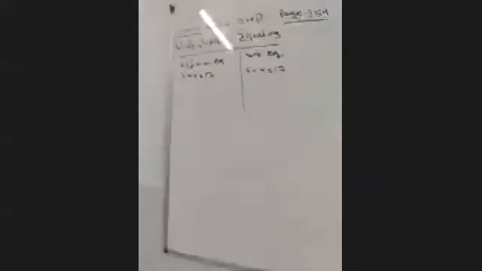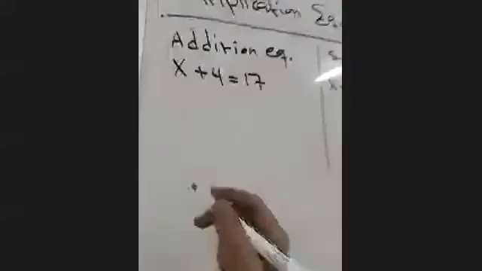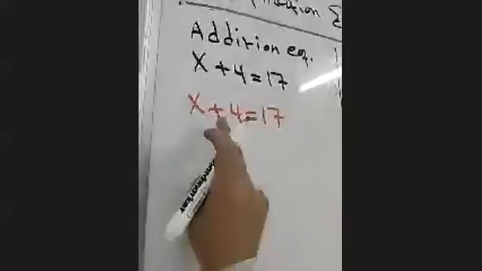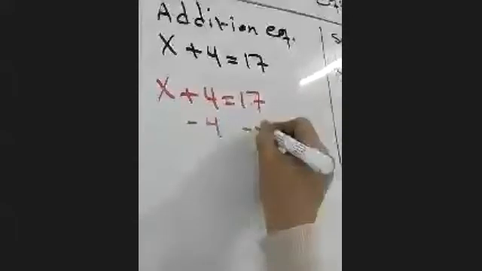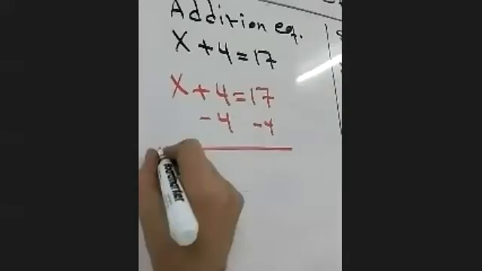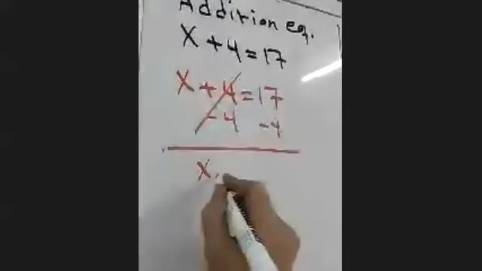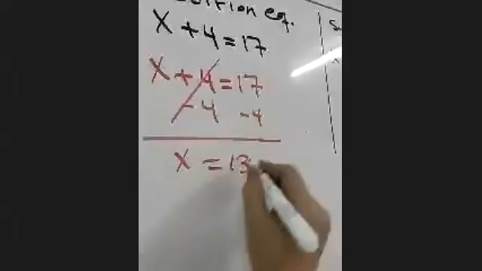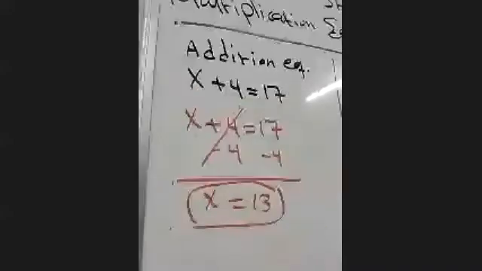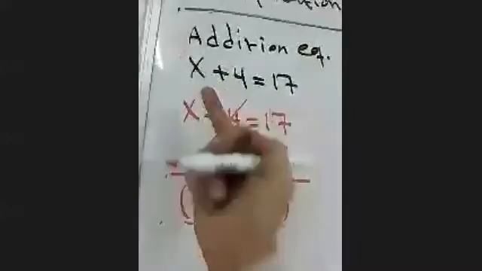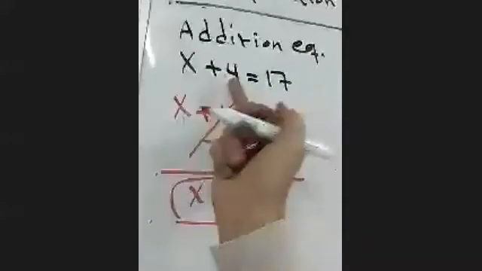Now, how we do these two types of equations? We rewrite the equation again. X plus 4 equals 17. Now, if we have addition, we subtract the connected number from both sides, line, then these are crossed, still x equal 17 minus 4 is 13. This is the solution. To check our solution, go back to your equation, replace x by your number, then add. 13 plus 4 is 17, so you are done.